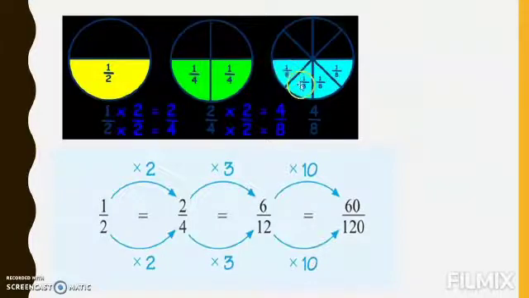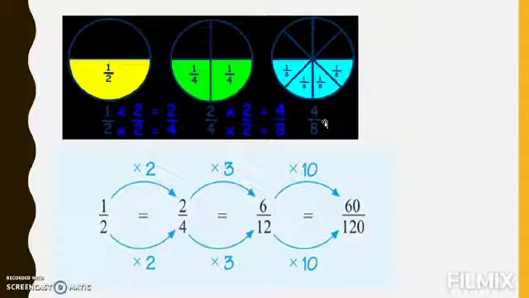1 by 8 plus 1 by 8 plus 1 by 8 plus 1 by 8. That is 4 parts out of the whole 8 parts. But actually it is equivalent to half of the circle only, just like this. So we can say that 1 by 2 is equivalent to 2 by 4 is equivalent to 4 by 8.